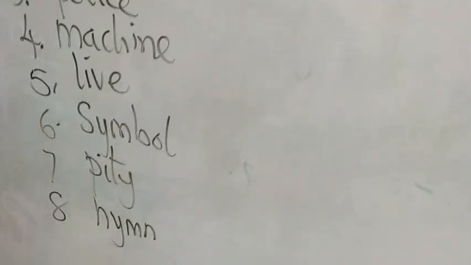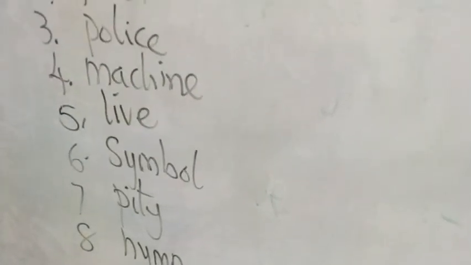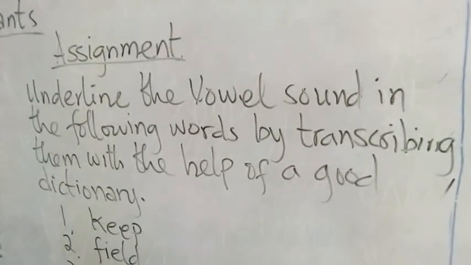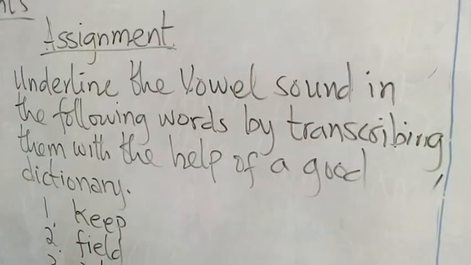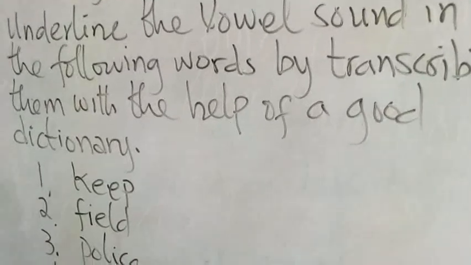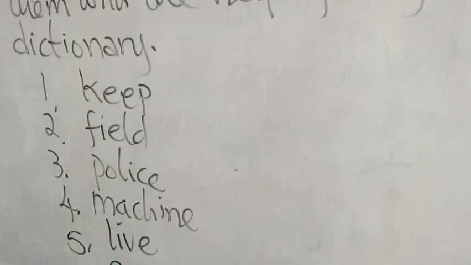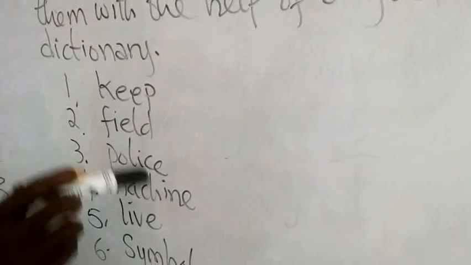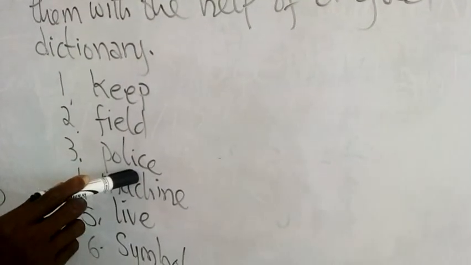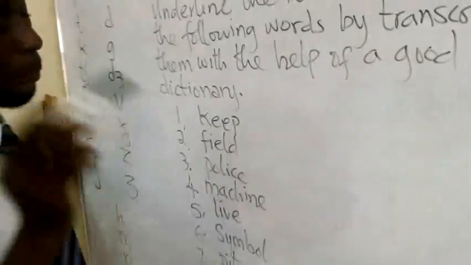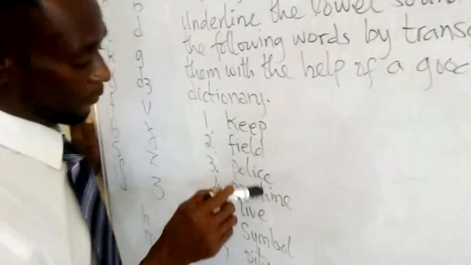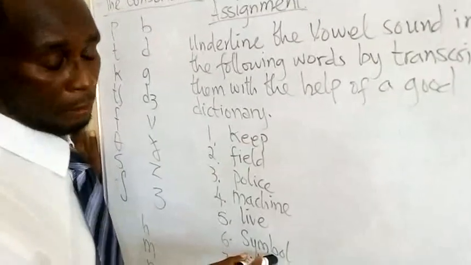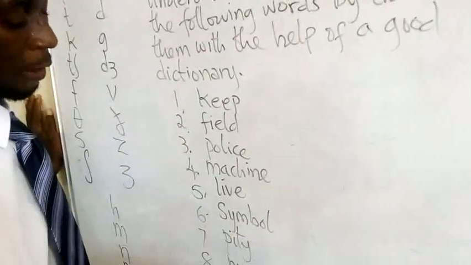All right, that is it. 8 words there. I wanted to give you more than that, but let it be only this. You are to transcribe these 8 words for me. Make use of a very good dictionary. Keep, field, police. Say it, police. Machine, leave, symbol, pity, him.